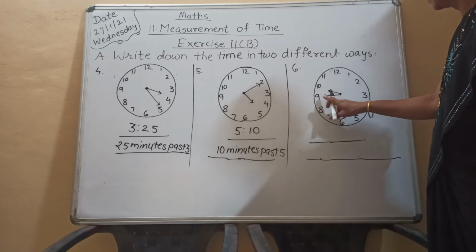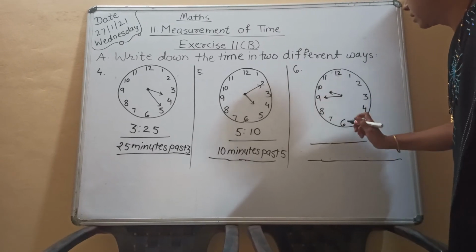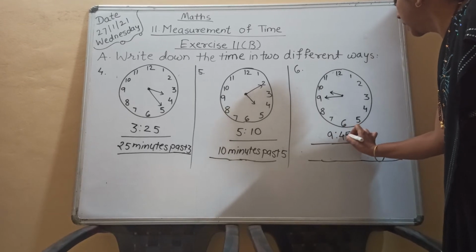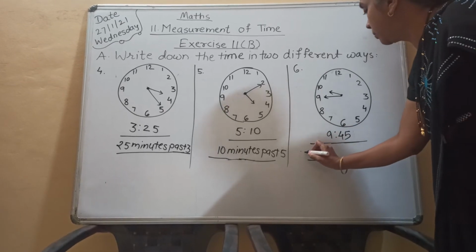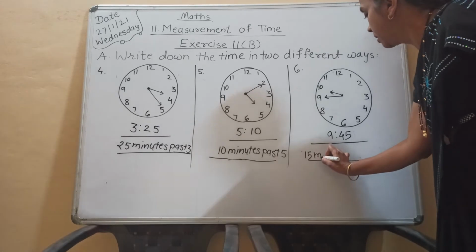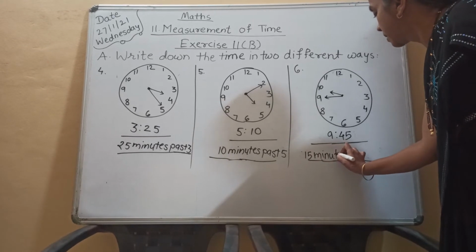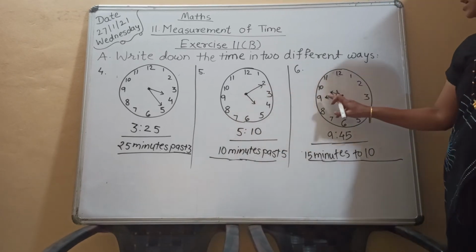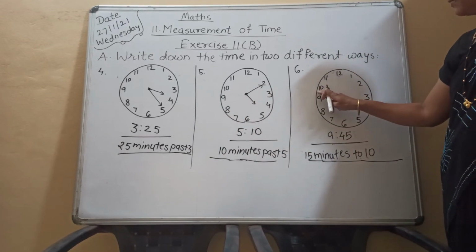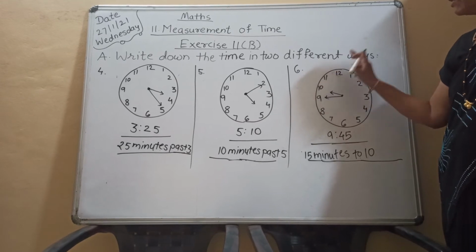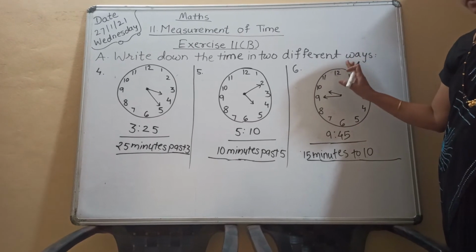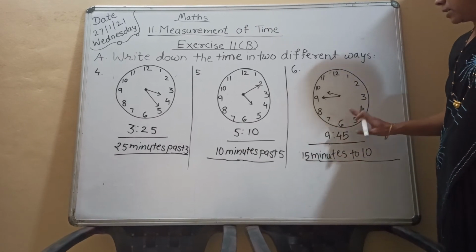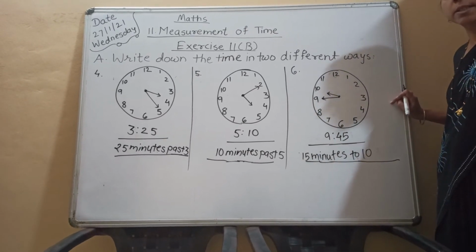It is 9:45. So what we can write here 9:45, and what we can write, 15 minutes to 10. मतलब 10 बजने को कितने मिनट्स बाकी है? 5 + 5 10, 10 + 5 15. 10 बजने को 15 मिनट्स बाकी है. So what we can write here 15 minutes to 10. So in this way complete in your textbook.